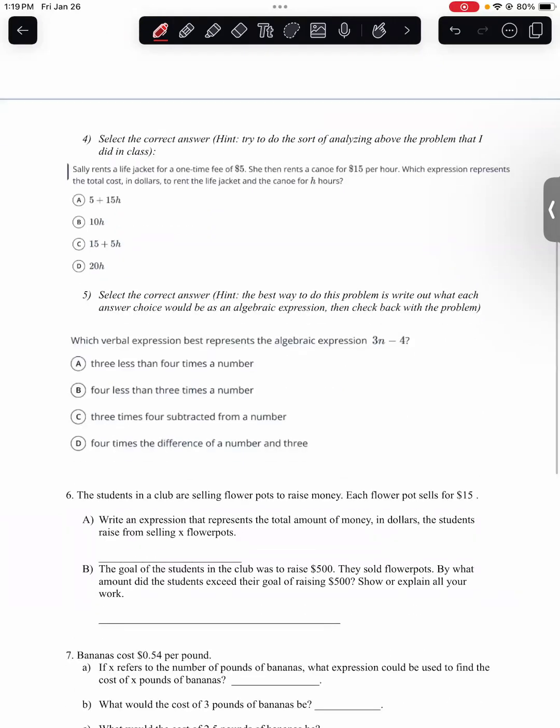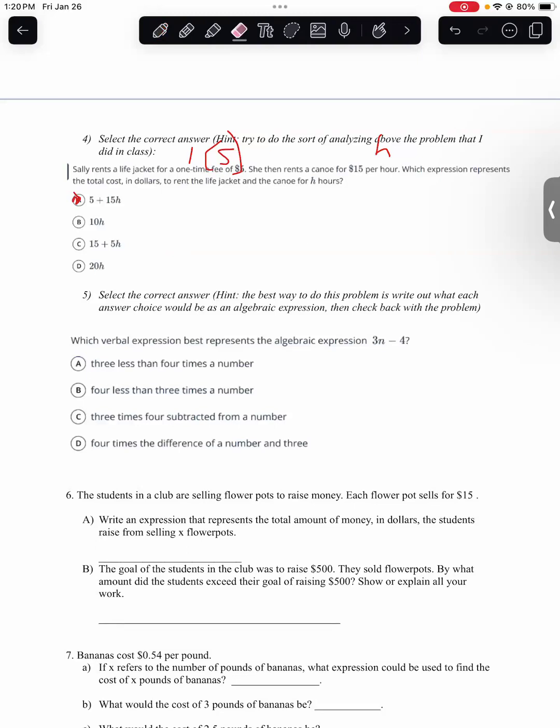Number 4. All right, so I'm going to show you how I would analyze this one. Sally rents a life jacket for a one-time fee. So that's one time $5, right? No variable there. She then rents a canoe for $15 per hour. Which expression represents the cost in dollars to rent the life jacket and the canoe for H hours? So we don't know how many hours she's going to do. So we're going to put an H right there. So that's 15H. We only have one 15H. So that's right here. So $5 fee plus $15 per hour for we don't know how many hours.